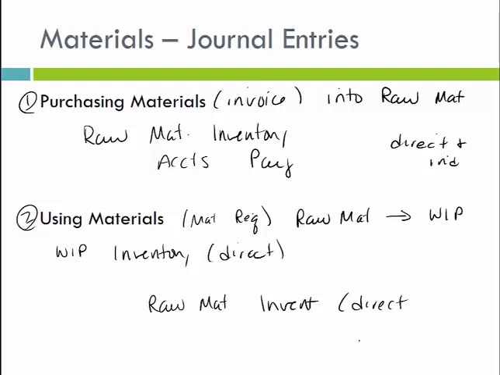If it's indirect, it's still coming out of raw materials, but I'm going to debit manufacturing overhead. And we'll talk about this in a little bit. Actually, this is both, so I'll just take that off of there. If I'm taking direct materials out of raw materials, it goes into work in process. If I'm taking indirect materials out, it goes into manufacturing overhead. So that's the material stuff.